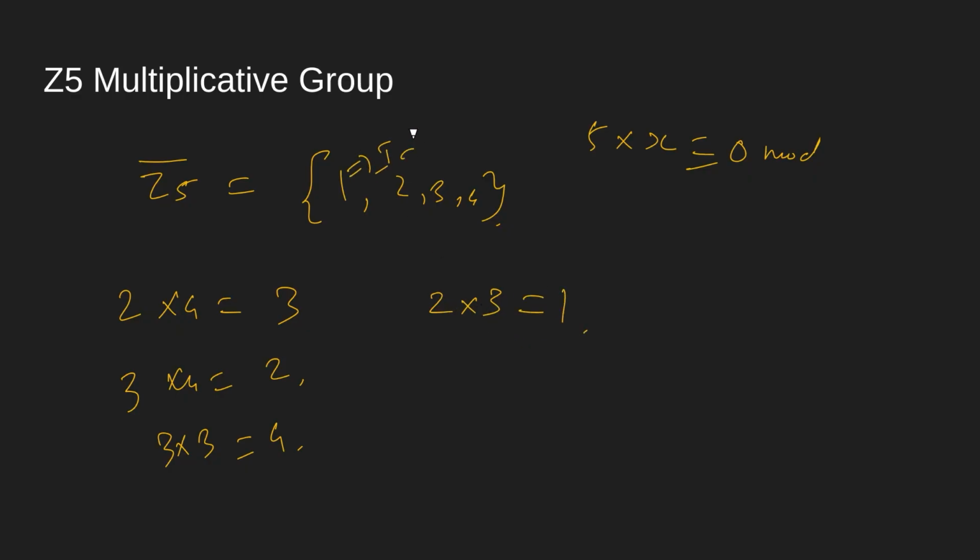So this is the identity element under multiplication. For any number, you should be able to find the inverse. For 3, it is 2 again. For 4, it is 4: 4 times 1 is 4, 4 times 2 is 8 which is 3, 4 times 3 is 12 which is 2, but 4 times 4 is 16. 4 times 4 is actually equal to 1.